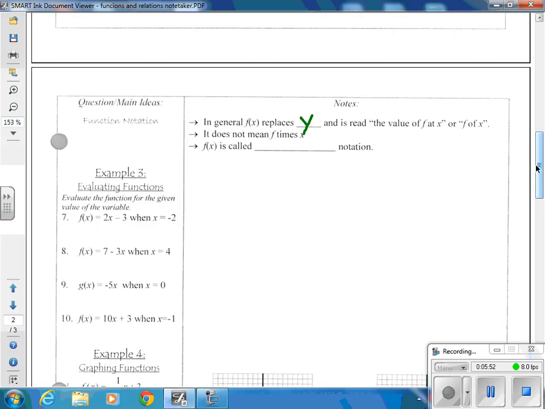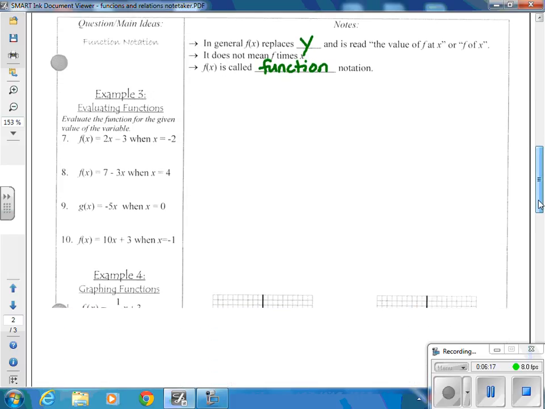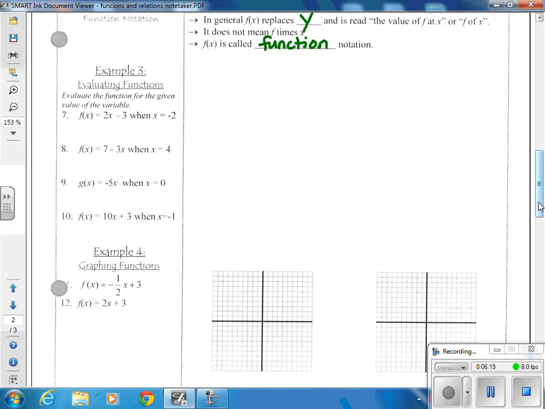So whenever you see f of x, g of x, k of x, L of x, it doesn't matter what letter, then that is replacing the value of y in your equation. It does not mean multiply, so make sure that you do not try to multiply things. F of x is called function notation. It's just a fancier way of showing you that you have a function. For these next few examples, you're going to notice that function notation is being used, and we're going to embed some values that they give us and evaluate these functions.